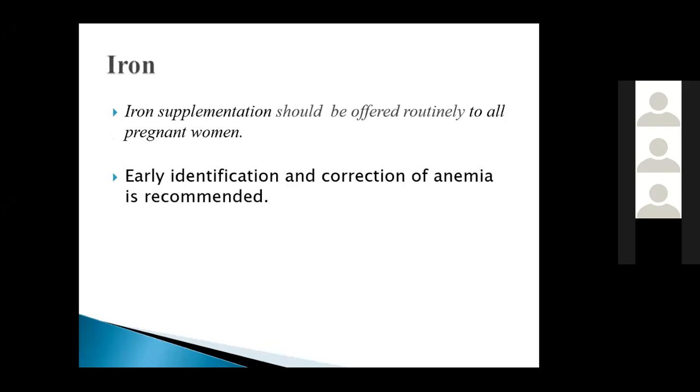The next drug is iron supplement. Iron supplementation should be offered routinely to all pregnant women. Early identification and correction of anemia is recommended. If a patient comes to you in the first trimester with a low hemoglobin level, try to compensate for this, replace this low Hb with iron from the first trimester. And the best route is oral treatment during the first trimester because we have plenty of time till delivery, so we can correct her anemia by oral medication.